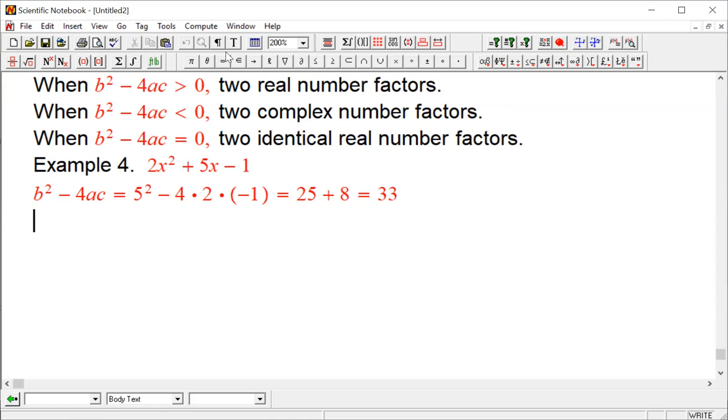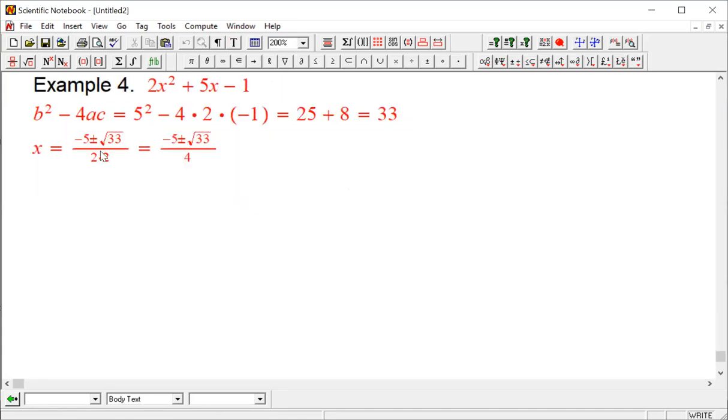So then we're going to calculate the roots. Negative 5 plus or minus the square root of 33. We cannot decompose the root 33. And 2 times a is 4. So our solution here will be negative 5 plus or minus root 33 over 4. So we got two roots here.